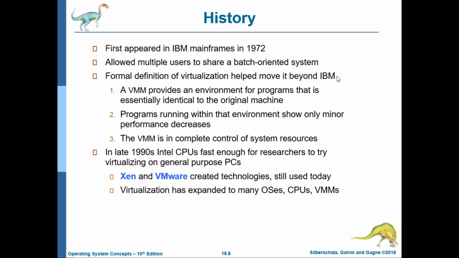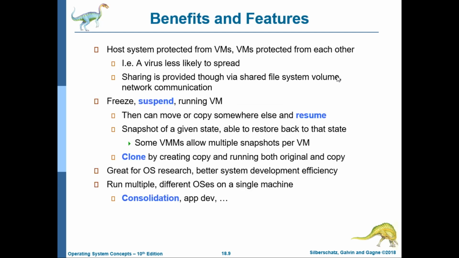So in the late 1990s, Intel CPUs became fast enough for researchers to try virtualizing on general-purpose PCs. Xen, of course, a company, and VMware created technologies which are still used today. And then virtualization has expanded to many OSs, CPUs, and virtual machine managers.